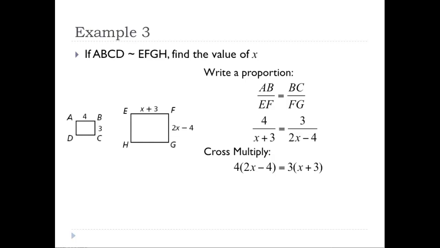And we can simplify, and we end up with 8x minus 16 equals 3x plus 9. Move 3x over to the left, add 16 to the right, and we end up with 5x equals 25, which means that x equals 5. And this is just asking you to find the value of x, which we did. If you wanted to double check, you can plug 5 in for x, and we would have EF equal to 8, and FG equal to 6, and you can see that the ratio from ABCD to EFGH is 1 to 2.